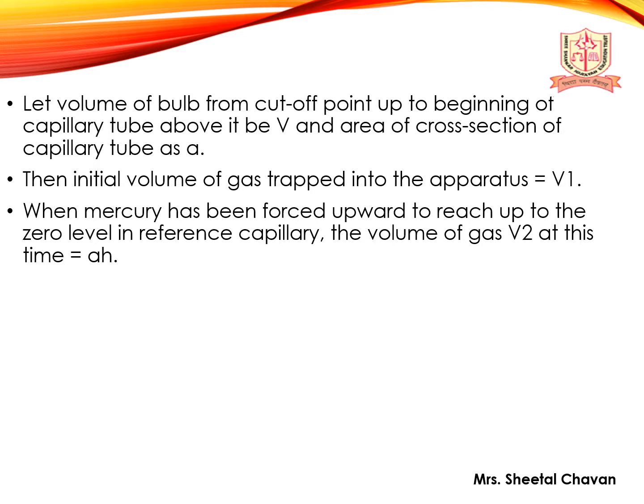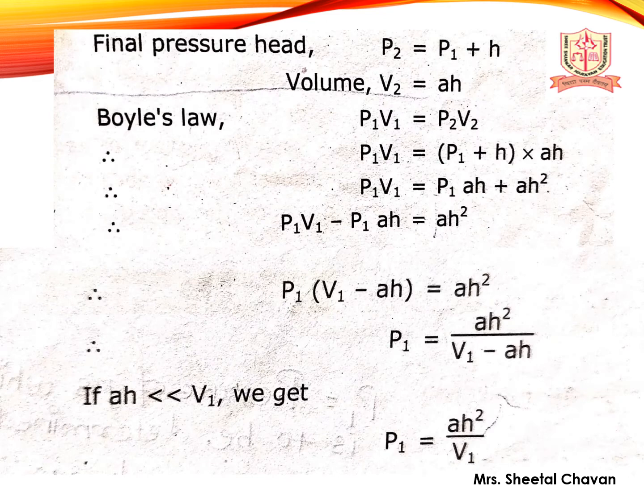Let the volume of the bulb from the cutoff point up to the beginning of the capillary tube above it be V, and the area of cross section of the capillary tube as A. Then the initial volume of gas trapped in the apparatus is V1, when the mercury has been forced upward to reach the zero level in the reference capillary. The volume of gas V2 at this time is equal to A into H. Final pressure head P2 is equal to P1 plus H. Volume V2 is equal to A into H.